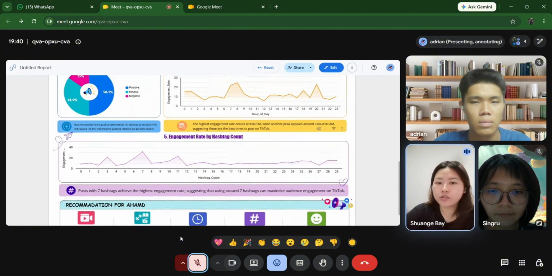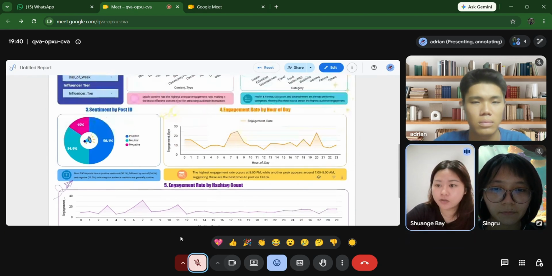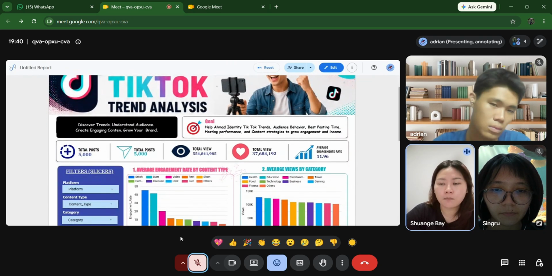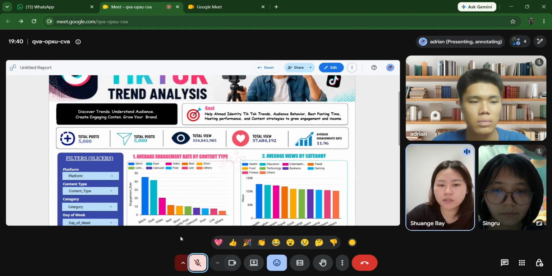As a conclusion, our interactive dashboard helps Ahmad understand TikTok trends and audience behavior more clearly. Through this dashboard, Ahmad can identify the best content type, the most engaging category, the best posting time, the suitable number of hashtags, and the overall audience sentiment. The interactive filters also make the dashboard more flexible because users can explore the data based on platform, category, content type, day of week, and influencer tier.